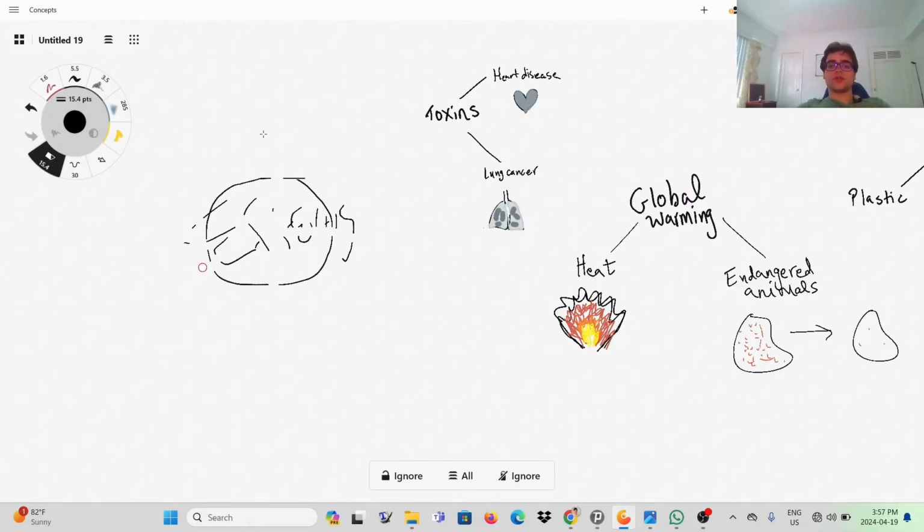Right, so you can see with the heart, for toxins, I broke it down into lung cancer and heart disease. So these are some consequences that could come here, right? And I colored them, etc. For global warming, I had heat and the possible consequences of endangered animals from it. Now, this is a different concept map because I couldn't stack the question onto the other one. So that's something that I want to mention.